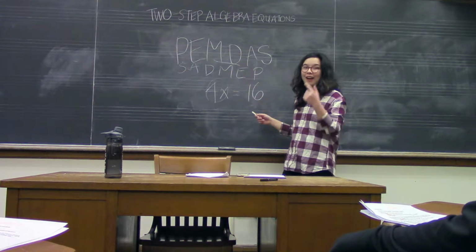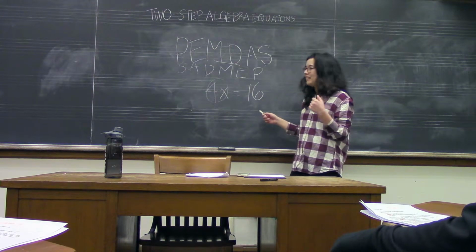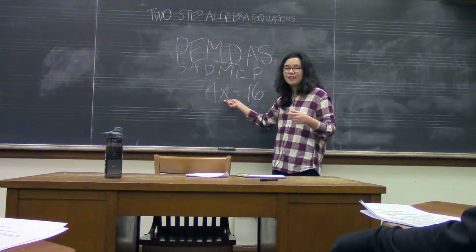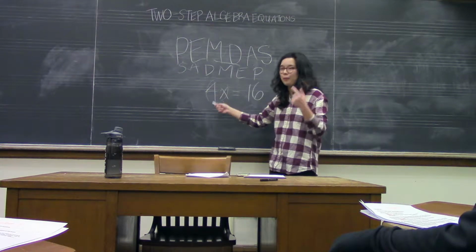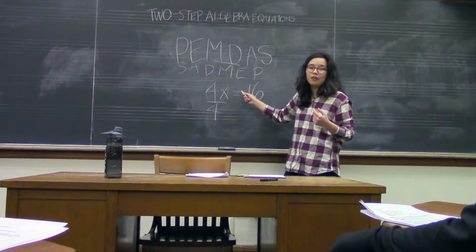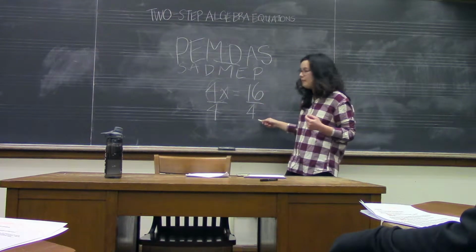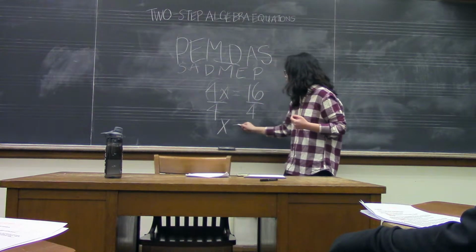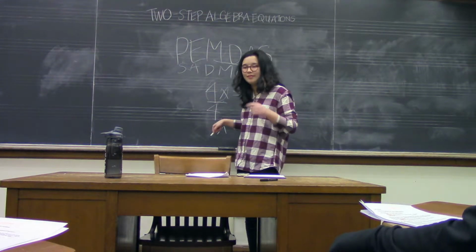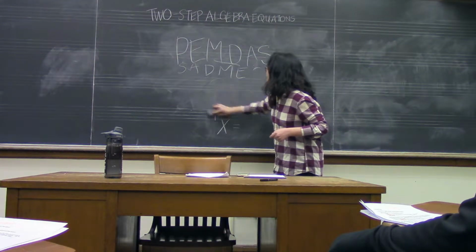We have to divide 16 by 4. Does anyone know why? Because division undoes multiplication. Correct. So in order to get rid of this 4 times x, we have to divide 4x by 4. However, in algebra equations, when we have an equal sign in the middle, we have to do it on both sides of the equal sign. So we divide 16 by 4 as well, and we get x by itself, which equals 4. Does that make sense? Yes. Now we can do one-step equations.